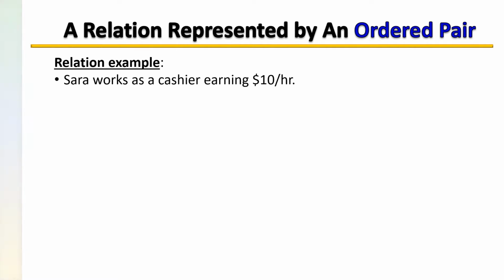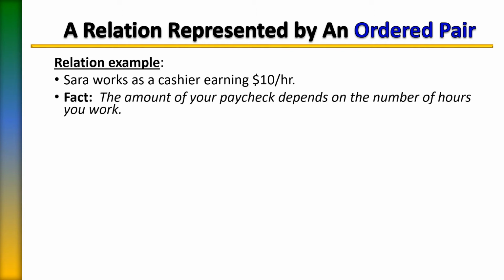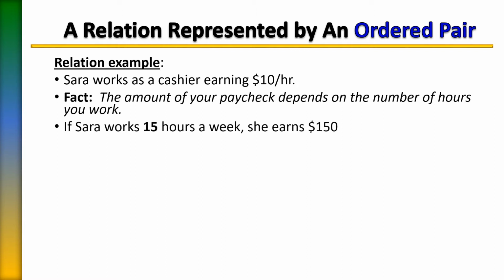So for example, Sarah works as a cashier earning $10 an hour. So in this relation, we can say that the amount of her paycheck depends on the number of hours that she works. So if Sarah works 15 hours a week, then she will earn $150, because recall it's $10 an hour, so 15 times 10, that's 150.